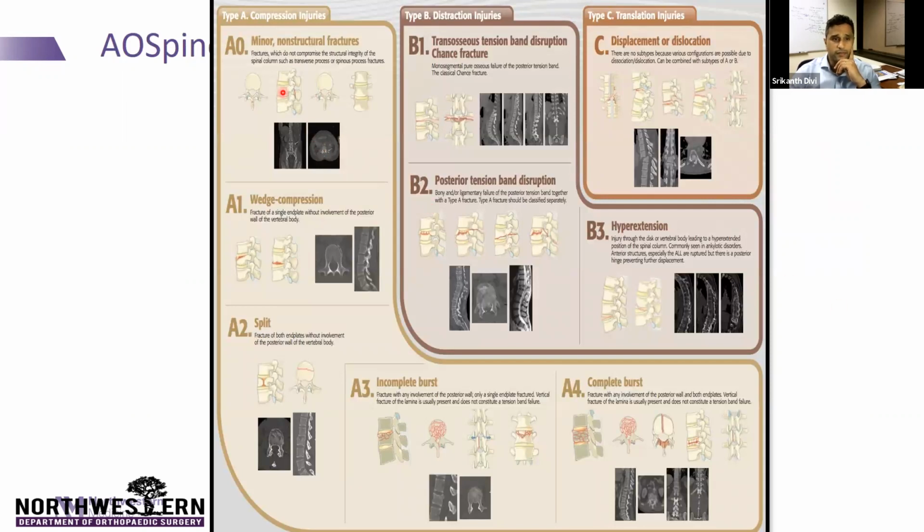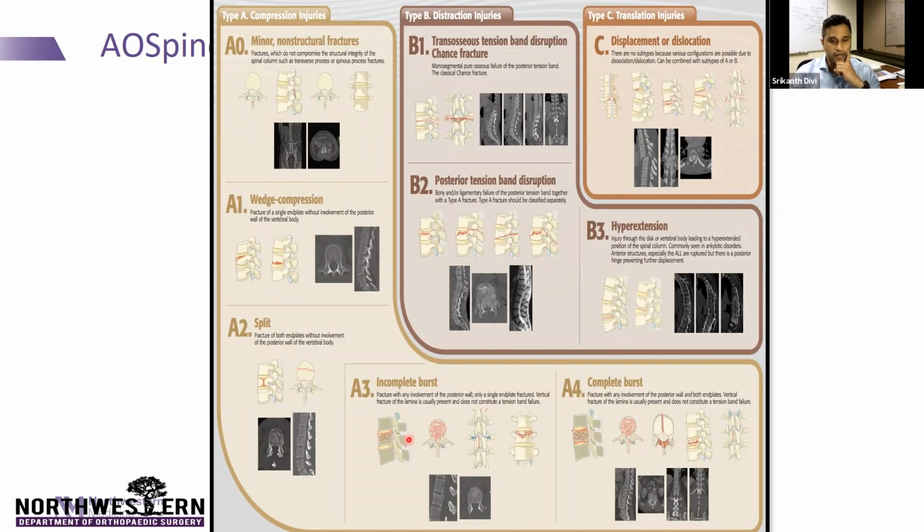You don't need to memorize all this, but just kind of know, as with your other AO classifications, type A, B, and C goes from more benign to worse. So type A is minor fractures. So you think of the compression fractures, that coronal split fracture that I told you about. This is still pretty stable because of the intact posterior body.